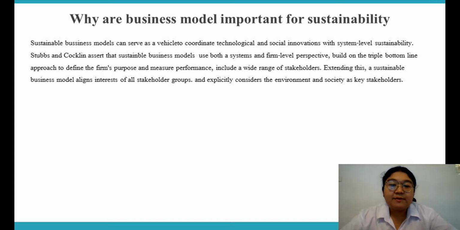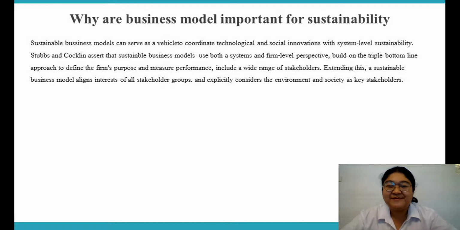Sustainable business model can serve as a vehicle to coordinate technological and social innovations with system-level sustainability. Stubbs and Cocklin assert that sustainable business models use both a system and firm-level perspective built on the triple bottom line approach to define the firm's purpose and measure performance, including a wide range of stakeholders. Extending this, a sustainable business model aligns interests of all stakeholder groups and explicitly considers the environment and society as key stakeholders.